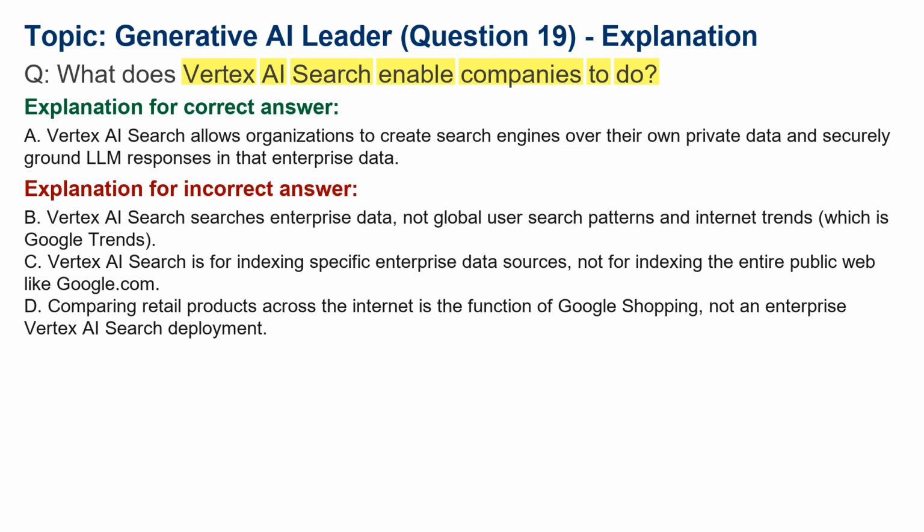Why are the others incorrect? B. Vertex AI Search searches enterprise data, not global user search patterns and internet trends, which is Google Trends. C. Vertex AI Search is for indexing specific enterprise data sources, not for indexing the entire public web like Google.com. D. Comparing retail products across the internet is the function of Google Shopping, not an enterprise Vertex AI Search deployment.